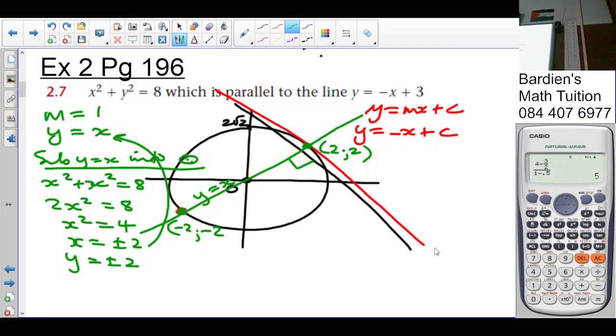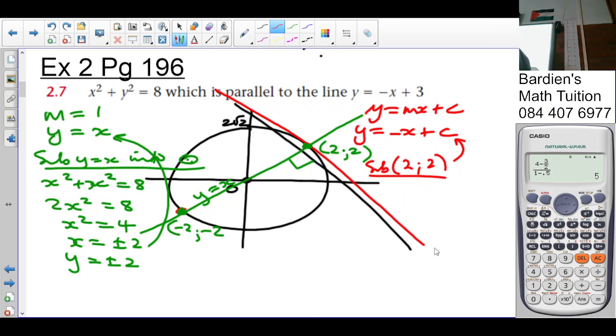Okay? So what do I do now? Let's go with the first one. Now we're going to substitute 2 and 2 into the tangent equation here. So we have y is equal to minus x.